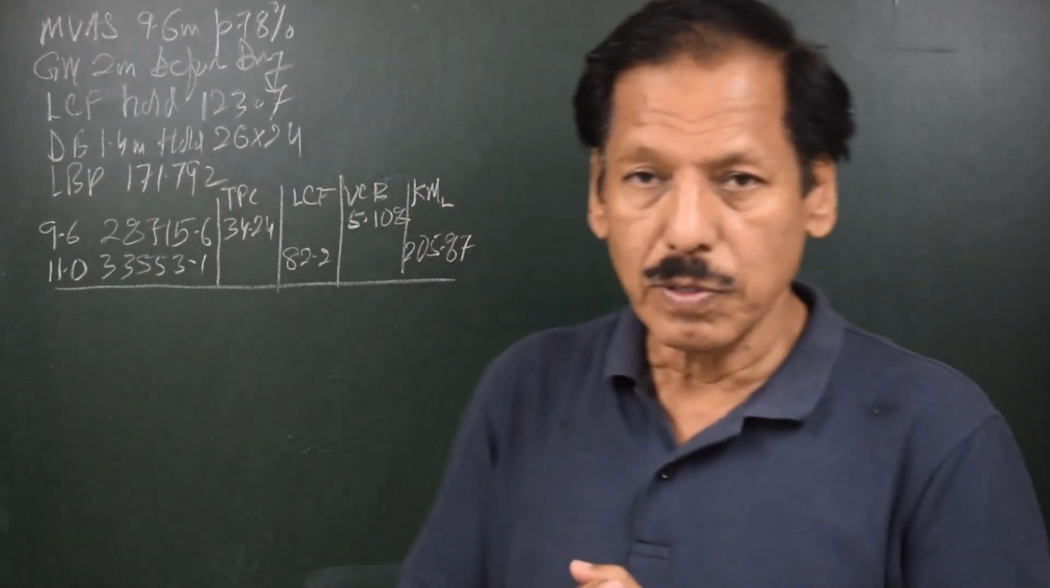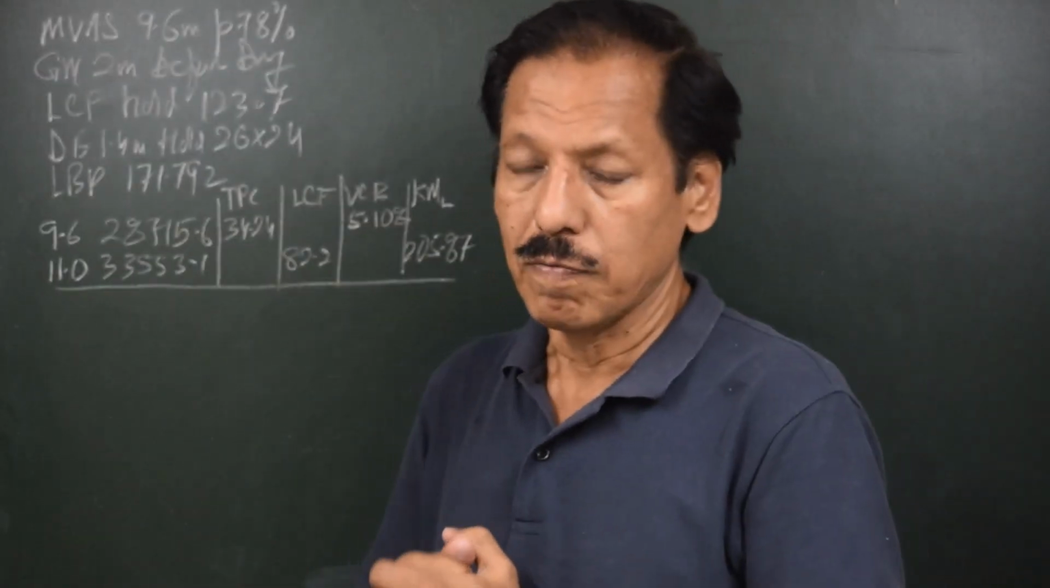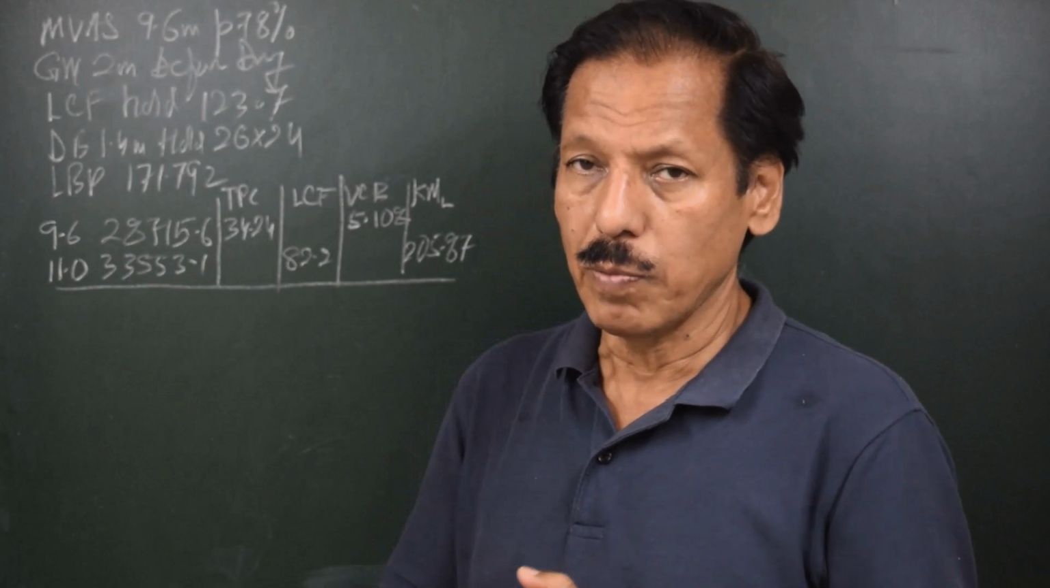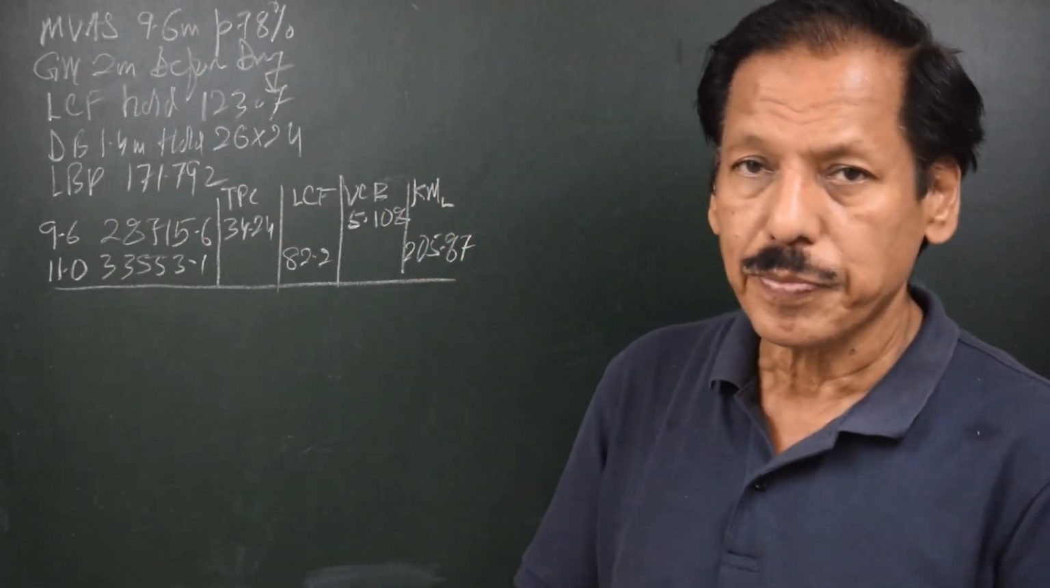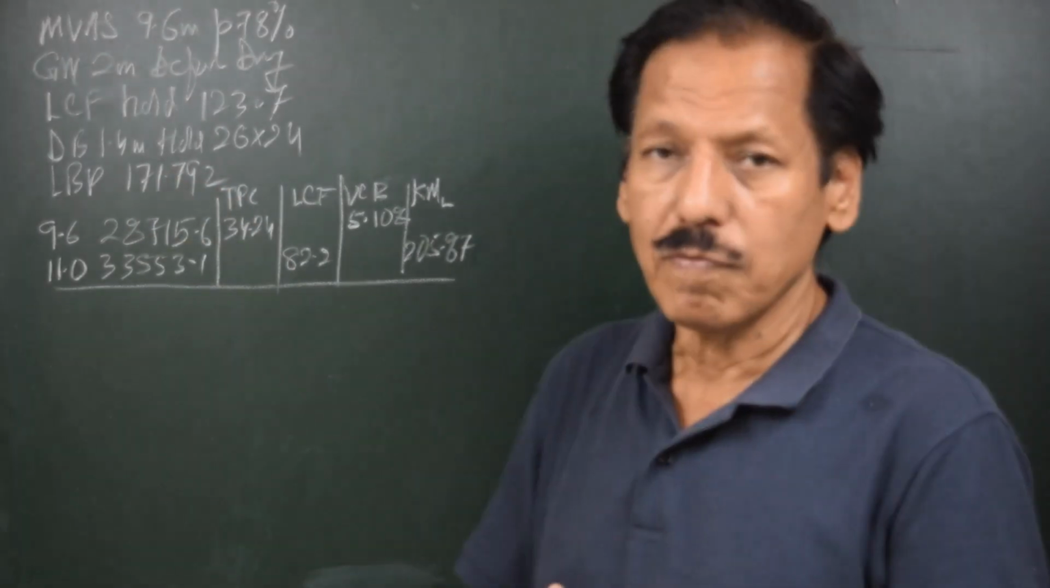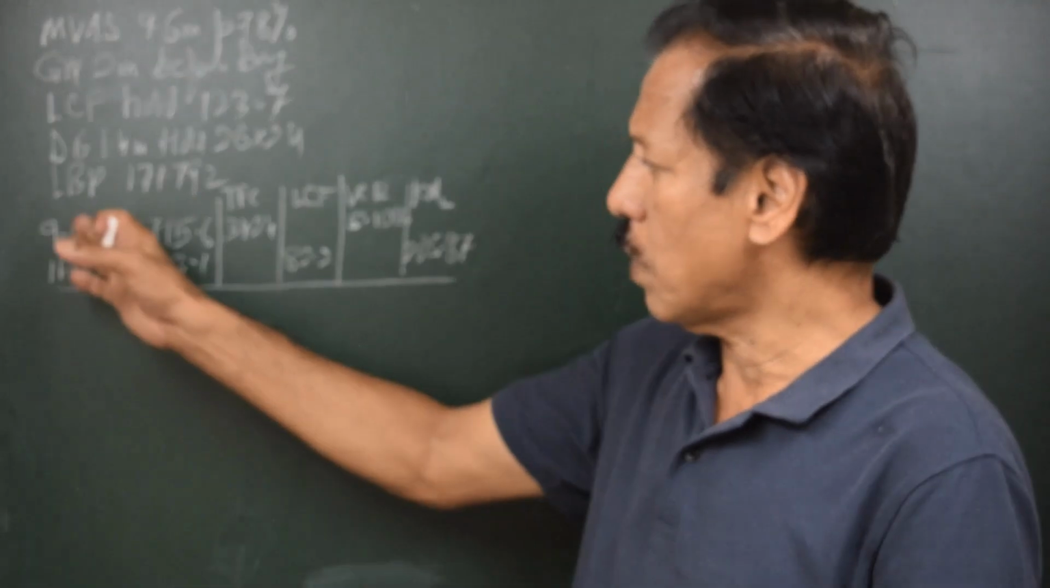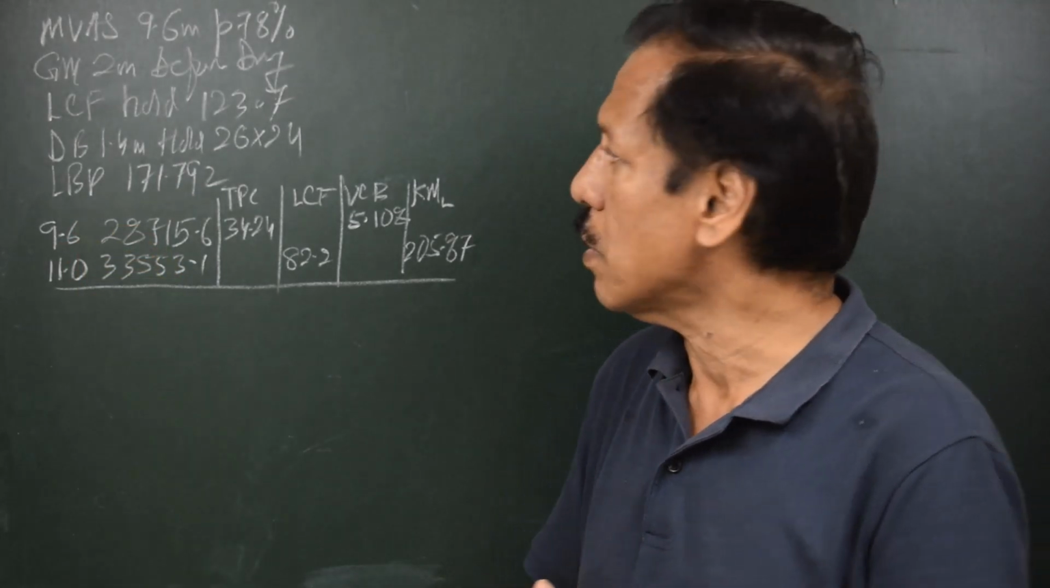Now the ship sails on an even keel of 9.6 meters. The question is from my book. We are going to do this question on Alpha ship. A brief data of hydrostatic particulars I have given here for 9.6 meters and 11 meters.